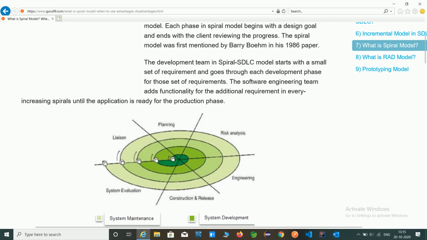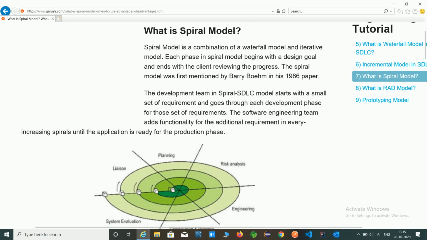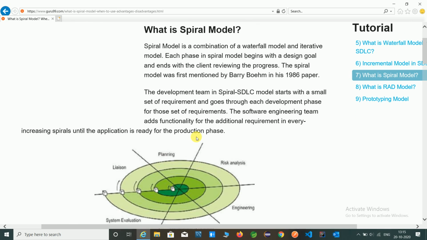So that's all about the spiral model. In the spiral model we can start with a small requirement. This is a combination of the waterfall model and the iterative model. So it keeps going again and again, and we can go anywhere in this project. The project starts from small requirements and increases step by step, until the project is ready, and then it goes on to the production phase.